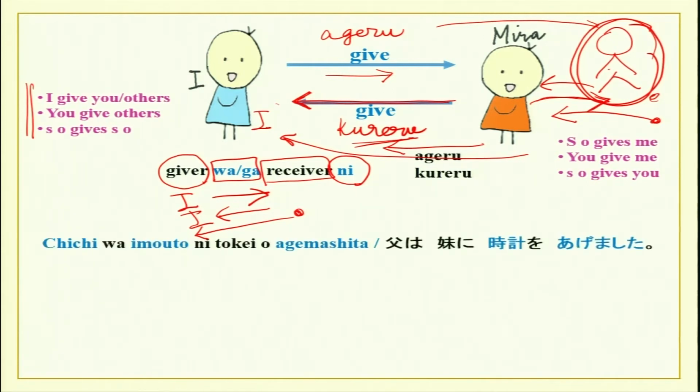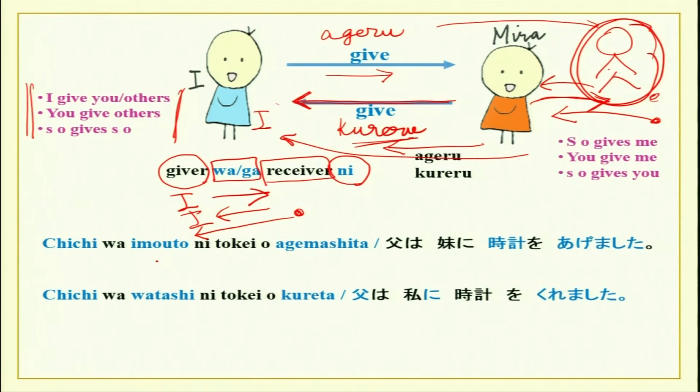You can see from these examples, Chichi wa imoto ni tokei o agemashita. So, Chichi can give to imoto, or I can give, watashi wa imoto ni tokei o agemashita. So, all of this from this example you can see and understand very clearly. Now, Chichi wa watashi ni tokei o kuremashita, or Chichi wa imoto ni tokei o kuremashita. So, Chichi can give to imoto, Chichi can give to me as well over here.